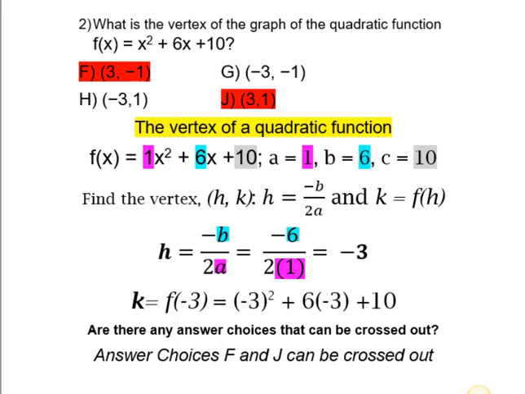So what we do is f of negative 3. Everywhere there is an x, we are going to substitute in negative 3. So f of negative 3 is equal to negative 3 squared plus 6 times negative 3 plus 10. Okay? Can you find the right answer or the correct answer based on that information?